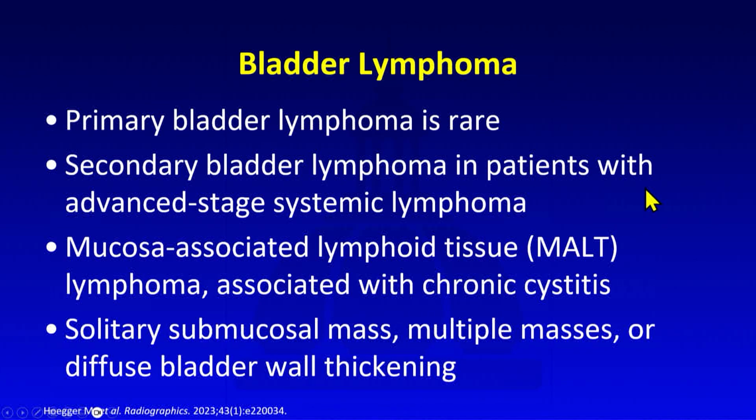Just want to briefly talk about bladder lymphoma. Primary bladder lymphoma is very rare, but we can get secondary bladder lymphoma in patients with advanced stage systemic lymphoma. The lymphomas we see in the bladder may be the mucosa-associated lymphoid tissue lymphoma, or MALT lymphoma, and are associated with chronic cystitis. Lymphoma, just like lymphoma anywhere else, can look like anything. So we can see them as a solitary submucosal mass, multiple masses, or more a diffuse bladder wall thickening.